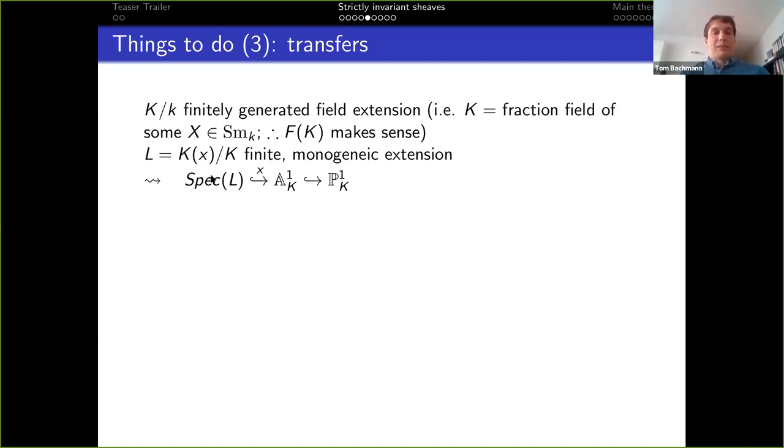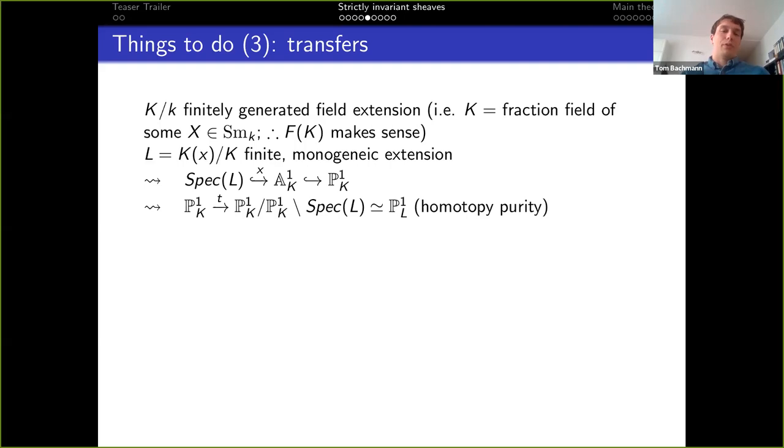Okay, and so the spectrum of the big field, it's going to embed as a point into the affine line over capital K. Basically, because that's what the points are, right? So if you have a field and you look at the affine line, the closed points correspond precisely to maximal ideals in the polynomial ring, and then you look at the minimal polynomial of X. And the affine line, I can then embed into the projective line, I mean, for whatever reason, but certainly I can do it. And now I do the following thing.